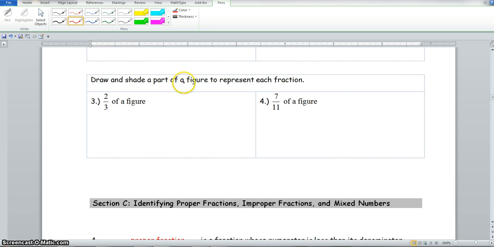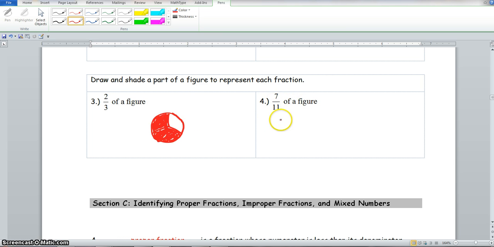Now it says draw and shade a part of a figure to represent each fraction. So 2/3 of a figure. So what we could do is we could draw a figure, break it into 3 parts. I know this isn't the best, but it'll work. And 2/3 of it is shaded. We'll shade this part, this part here. Now, of course, you can shade it all the way through. So this would be 2/3 of the figure that's shaded.